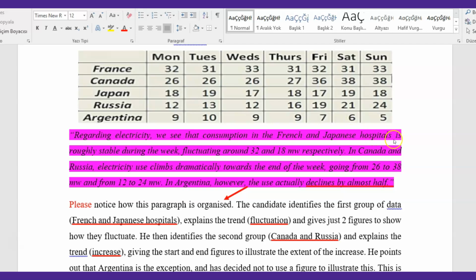In French and Japanese hospitals, it is roughly stable during the week, fluctuating around 32 and 18 megawatt respectively. In Canada and Russia, electricity use climbs dramatically towards the end of the week, going from 26 to 38 megawatt and from 12 to 24 megawatt. In Argentina, however, great way to express exception, the use actually declines by almost half. Important.